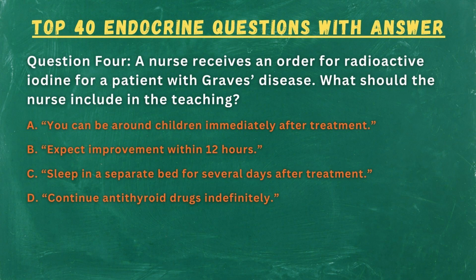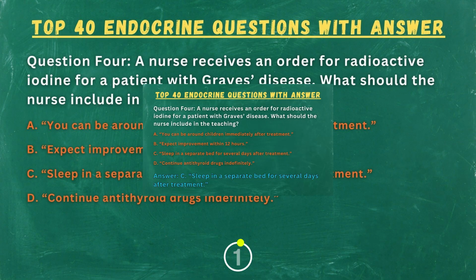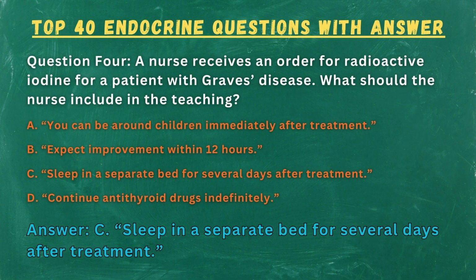Question 4. A nurse receives an order for radioactive iodine for a patient with Graves' disease. What should the nurse include in the teaching? A. You can be around children immediately after treatment. B. Expect improvement within 12 hours. C. Sleep in a separate bed for several days after treatment. D. Continue antithyroid drugs indefinitely. Answer: C. Sleep in a separate bed for several days after treatment.